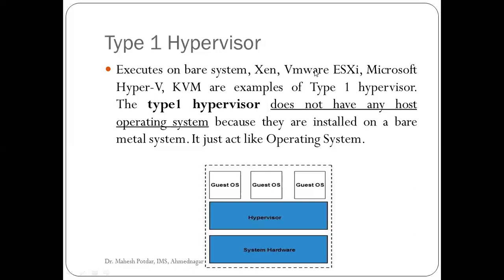Types of hypervisors: they have Workstation, Fusion, and Player. So VMware ESXi is one of the organizations. Microsoft is also there in developing hypervisor software, so Microsoft Hyper-V, then KVM. These are some of the examples of type 1 hypervisor.